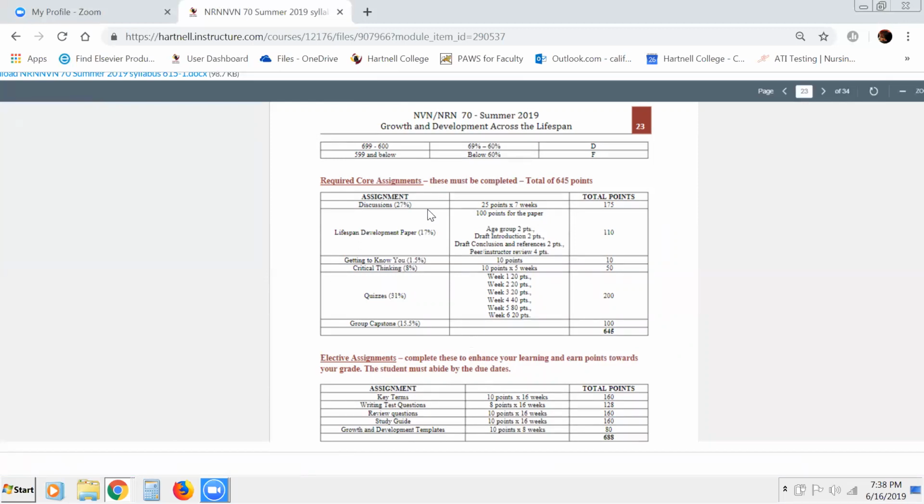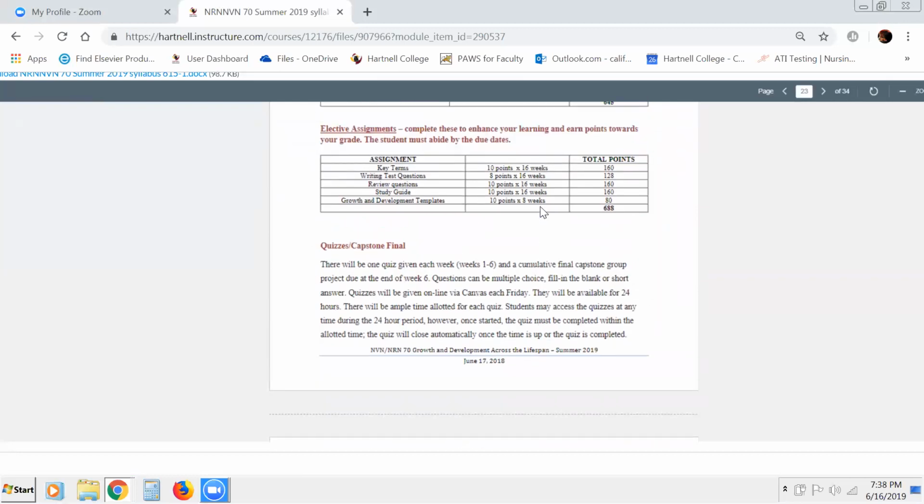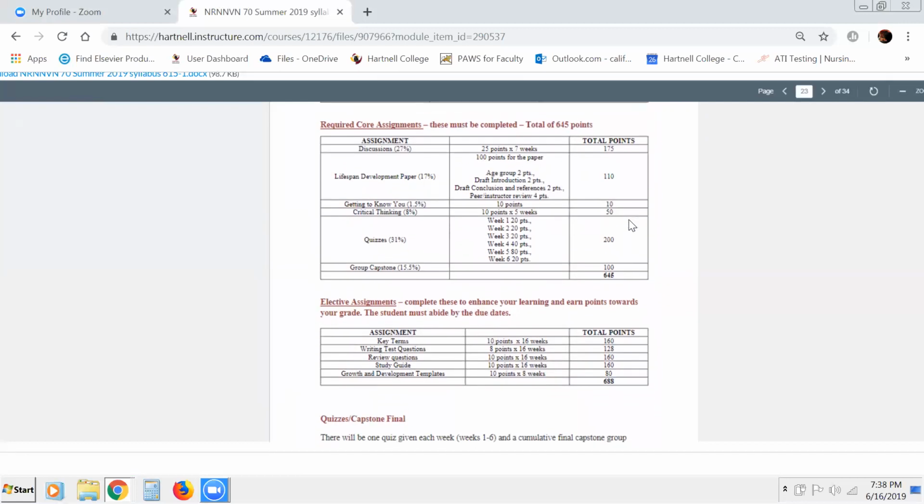Most students don't earn every single point possible. So say, for example, after the core assignments were totaled, you ended up with 600 points. That means you would need 400 points from the optional electives if you wanted 1,000 points total. I'm hoping that you're understanding that.